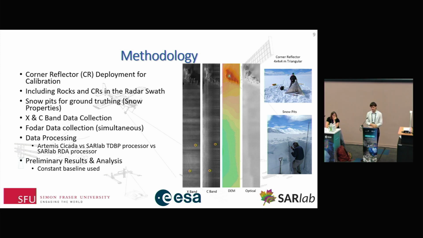So by imaging exposed rock, we're hoping that we can use those as surface references instead of these separately deployed corner reflectors. We also dug snow pits for ground truthing to measure the snow properties. Then we did our X, C-band, and FODAR data collection all at the same time.